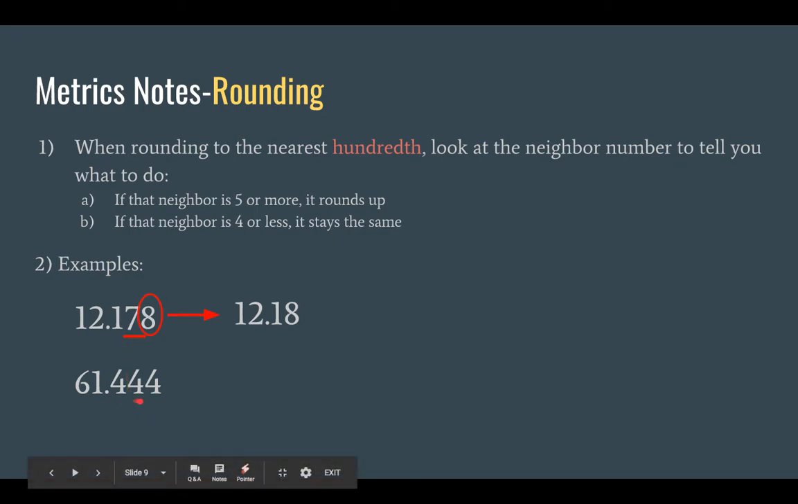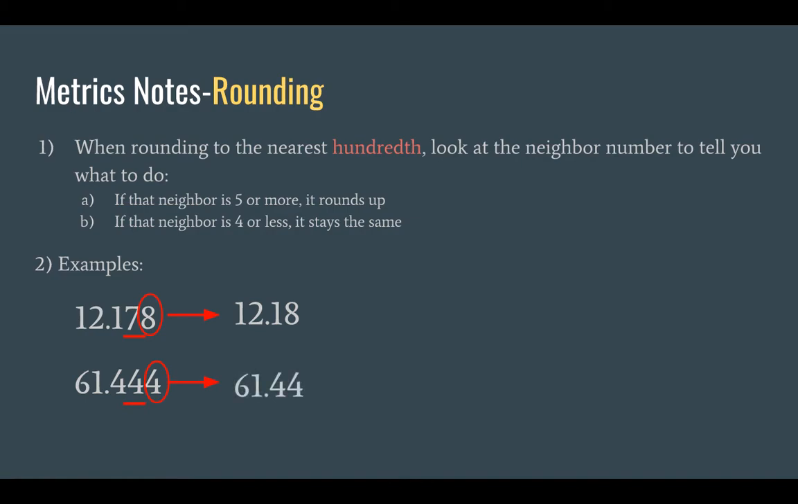Let's look at the 4. We're going to round to the nearest 100th. We look at its neighbor. It's 4 or less, so it's going to stay the same. So it'll be 61.44. Make sure you write these down.